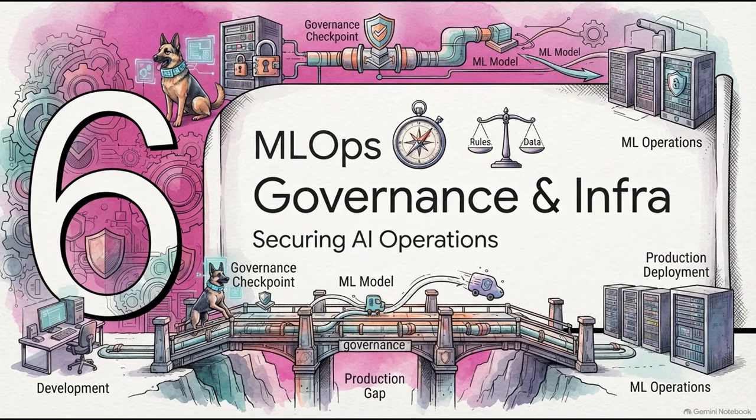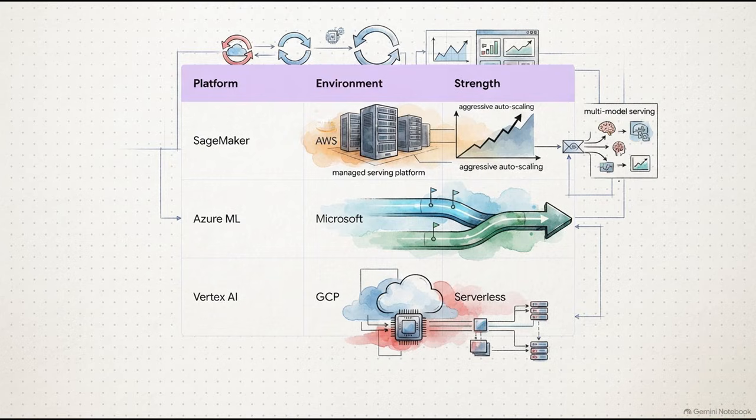And that brings us to our final section, Section 6, Governance and Infrastructure. As we look at the underlying cloud infrastructure for your organizational blueprint, platform engineers really need to impartially weigh the strengths of managed serving platforms. Looking across the board, AWS SageMaker really excels with aggressive auto-scaling and multi-model serving. Azure ML features really robust, built-in blue/green deployments right out of the box. And GCP's Vertex AI shines with its fully serverless architecture and dedicated GPU options. It's all about matching the cloud-native strengths to your specific operational needs.